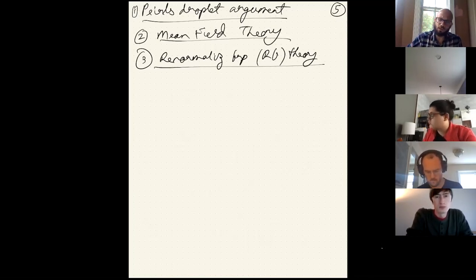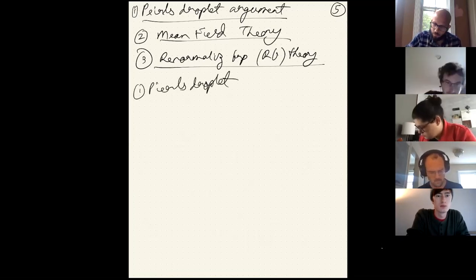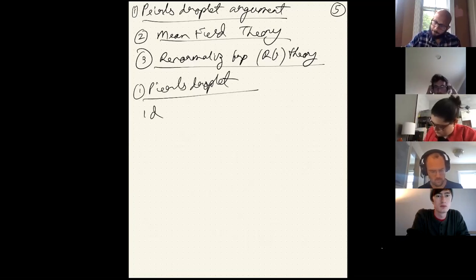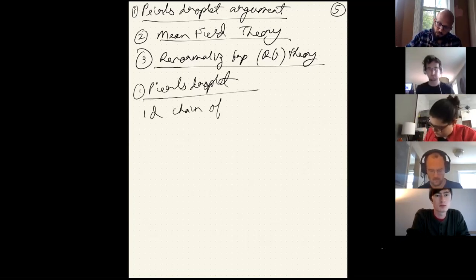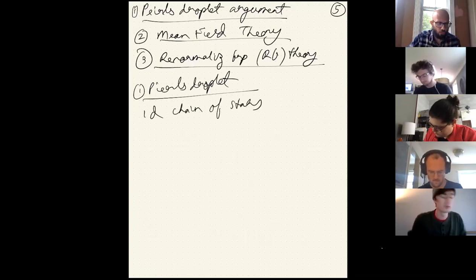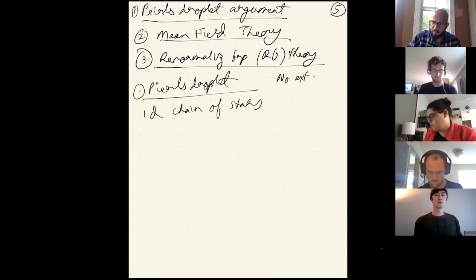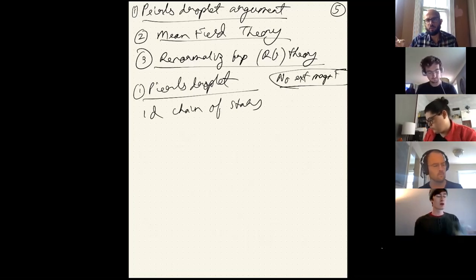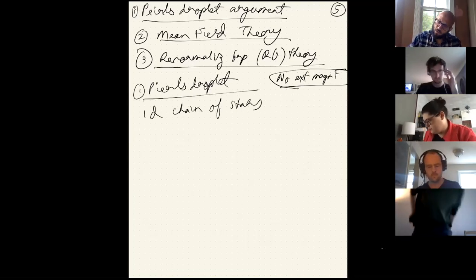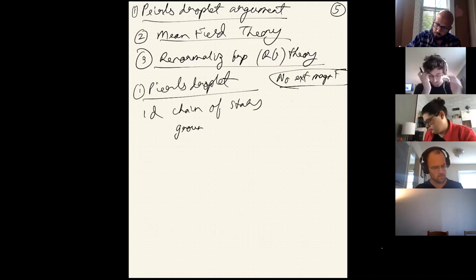So let's think about Peierls' droplet argument. We will start with Peierls' droplet. And what we are going to do is look at a 1D chain of states. All this we are doing in no external magnetic field, okay? We are not worried about an external magnetic field right now. We will introduce it in the mean field theory, but there also we will take the limit where it goes to 0. But for now, there is no external magnetic field. So how will the ground state look like?